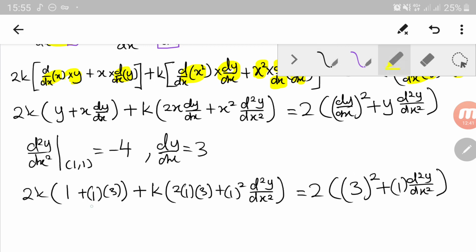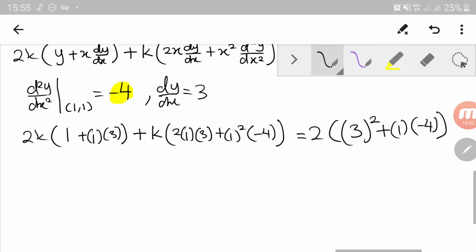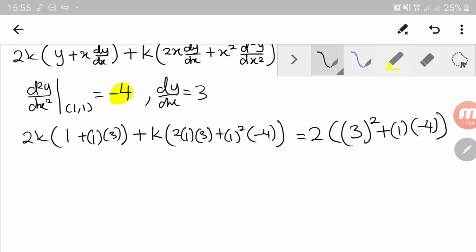So clearly from this equation, we want to figure out the value of the second derivative. Wait. No need. Given already here. Sorry, so we ganti lah, minus 4. This one also ganti, minus 4. Settle. Nothing left, only k we can figure out what k is. So 2k, this one 1 plus, 1 plus 3, 4 lah. 4, right? Plus.